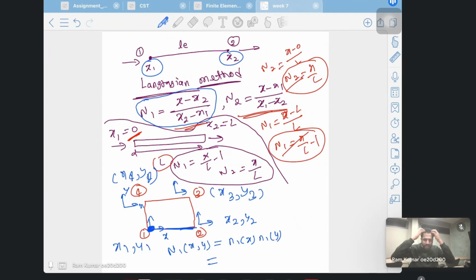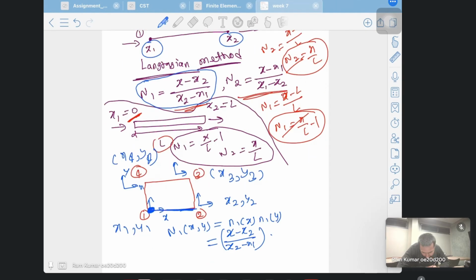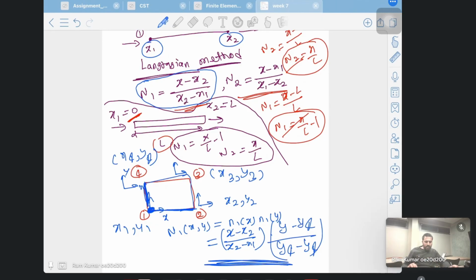So can you give me an answer? Are you getting what I'm trying to say? Anyone? Yes, sir. Okay, so what is n1? n1 means (x minus x2) by (x2 minus x1). This will be your n1. What will be n1 in the y direction? We are talking about this direction, so it will be (y minus y4) divided by (y4 minus y1). So like this we can write it for this element. This will be your n1(x, y).